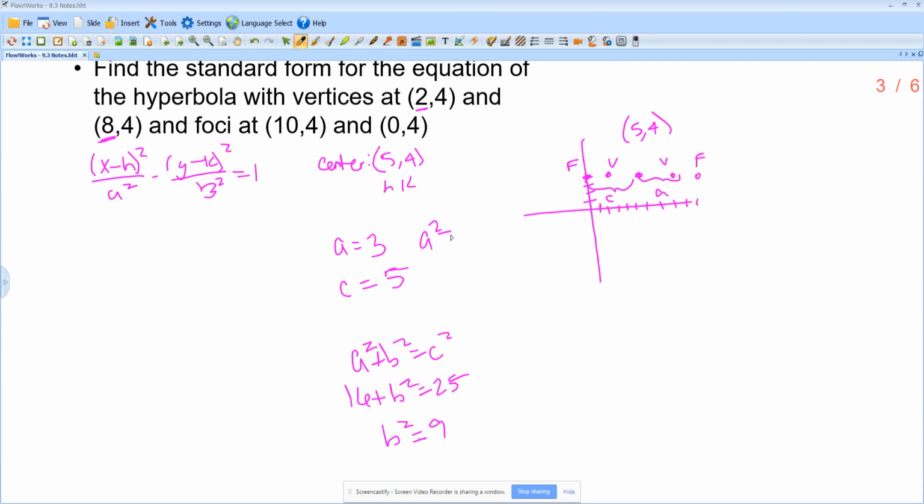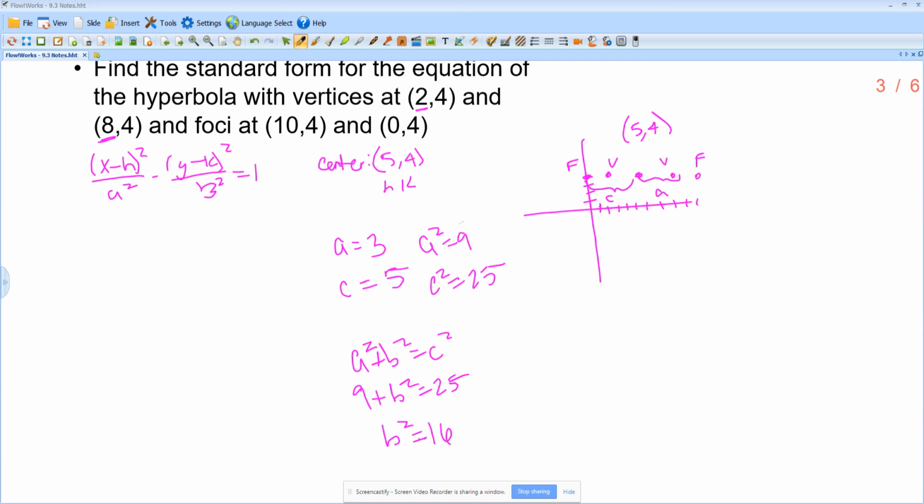Oh, goodness. I just switched those. I got a little bit ahead of myself. 9 and 16. So a squared equals 9. C squared is equal to 25.